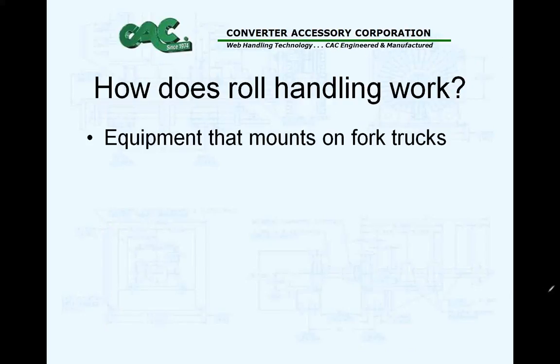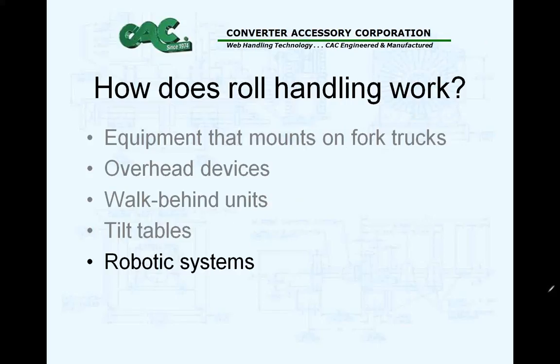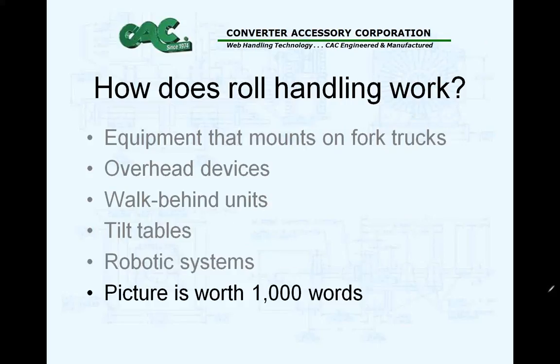So we're going to talk about equipment that mounts on fork trucks. We're going to talk about overhead devices, walk-behind units, units called tilt tables for turning very heavy rolls, very heavy loads. We're going to talk about robotic systems, and really a picture is worth 1,000 words. So when I put this presentation together, I made it mostly of a bunch of photographs to give you an idea of different types of web handling equipment that's available to you.